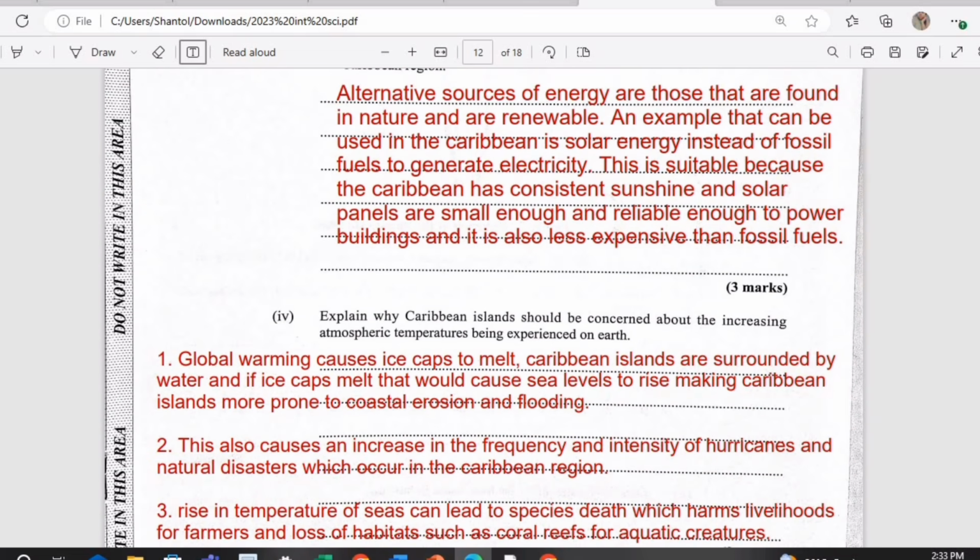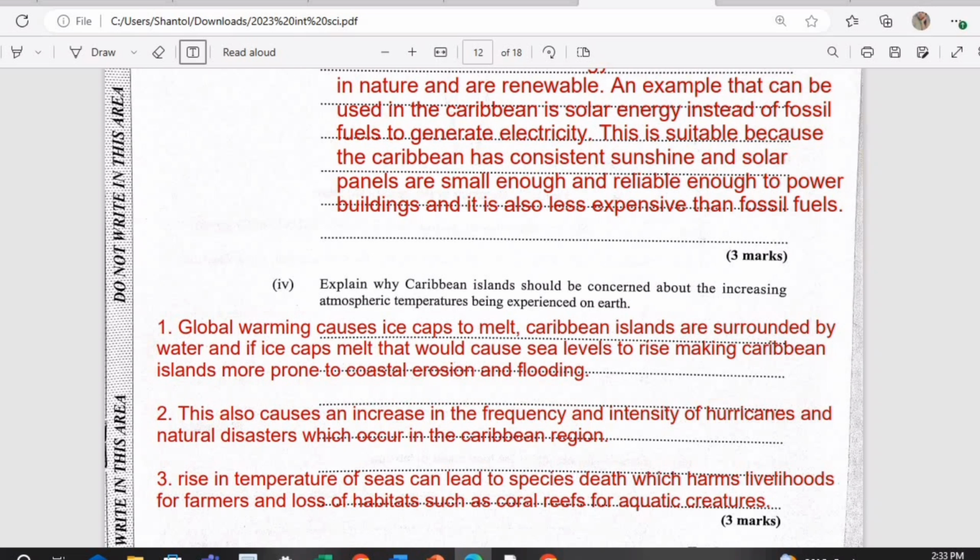Part 4 of the question, explain why Caribbean islands should be concerned about the increase in atmospheric temperatures being experienced on Earth. So 1, global warming causes ice caps to melt, and Caribbean islands are surrounded by water. If these ice caps melt, then that would cause sea levels to rise, making Caribbean islands more prone to coastal erosion and flooding. So that's one way.